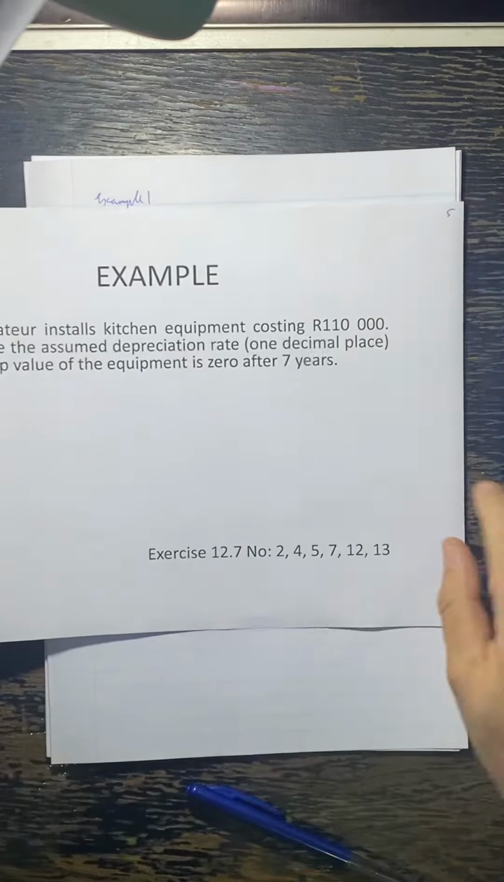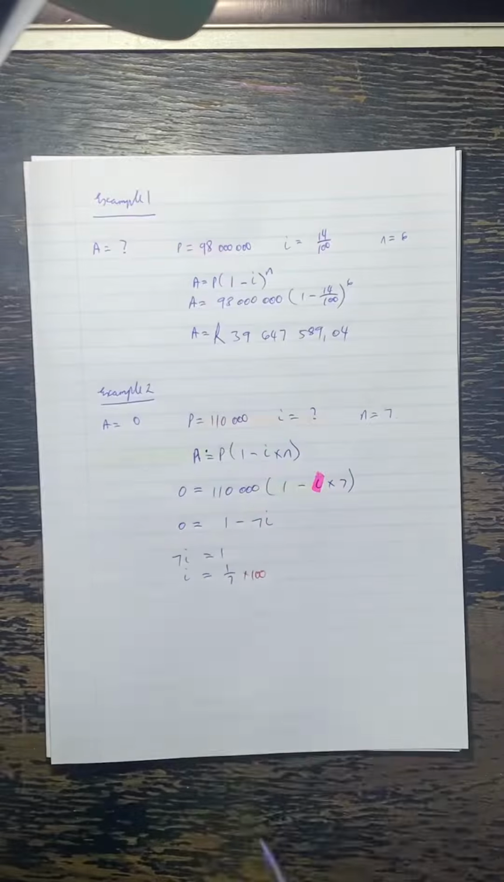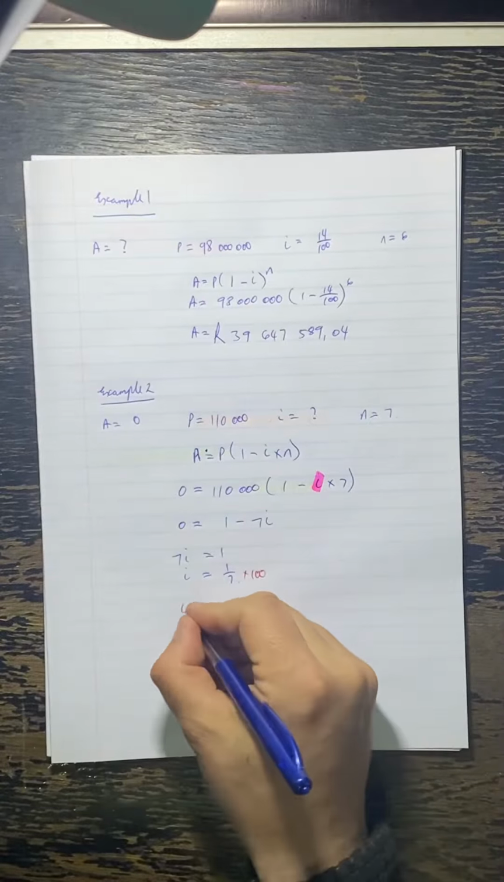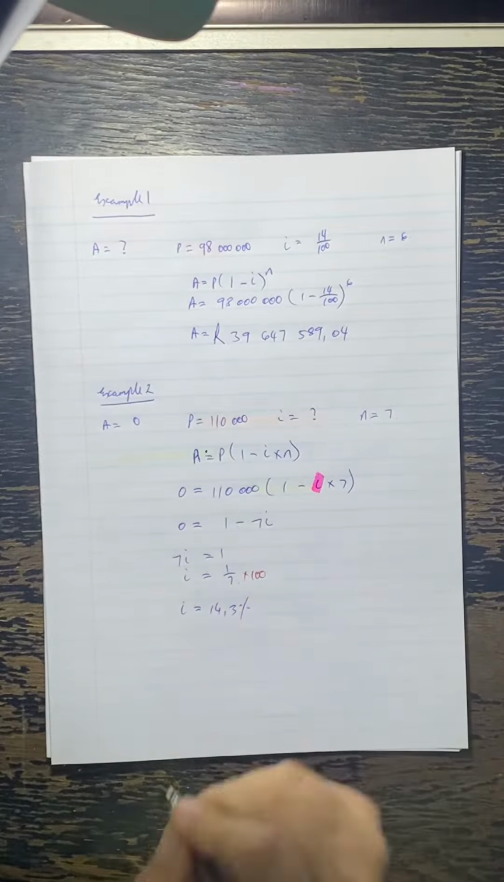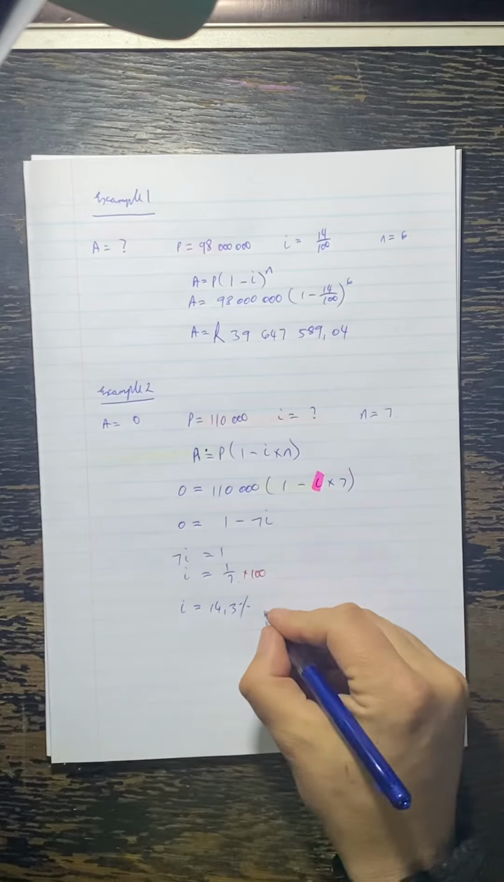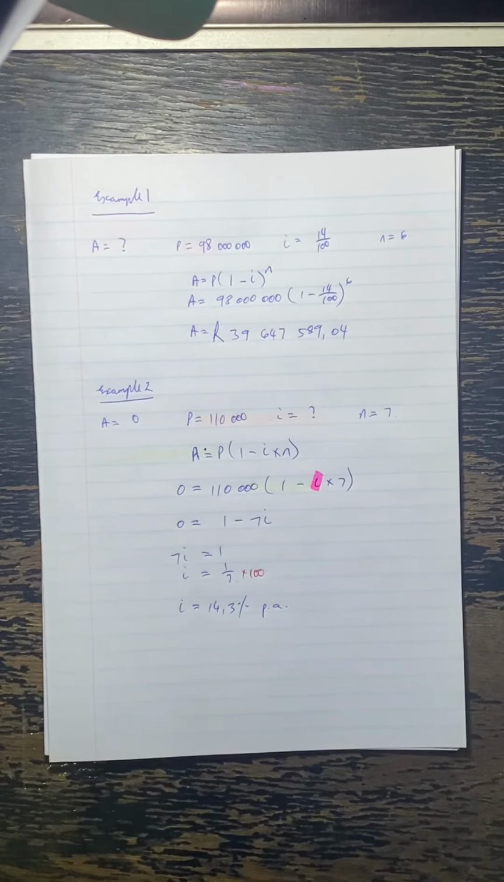And remember, the question also says here we need to give this to 1 decimal place. If we do this on the calculator, we will get an interest rate of 14.3%. And guys, just remember that this is a per annum rate. It's every year.